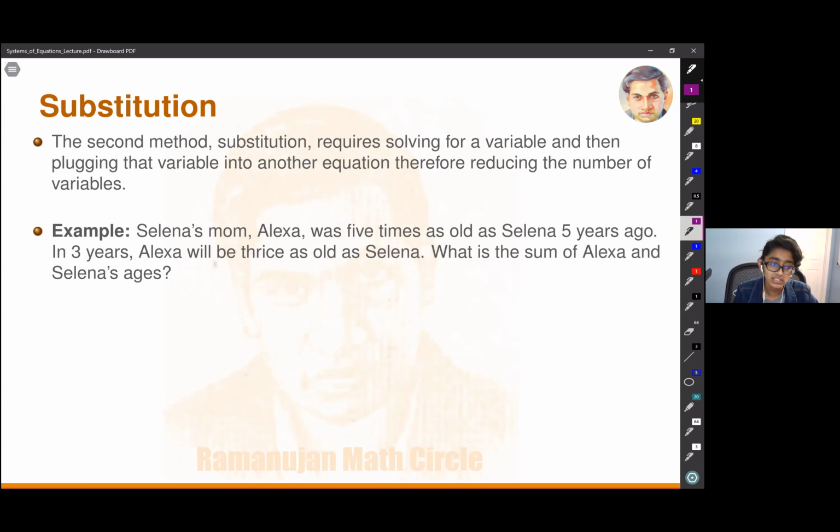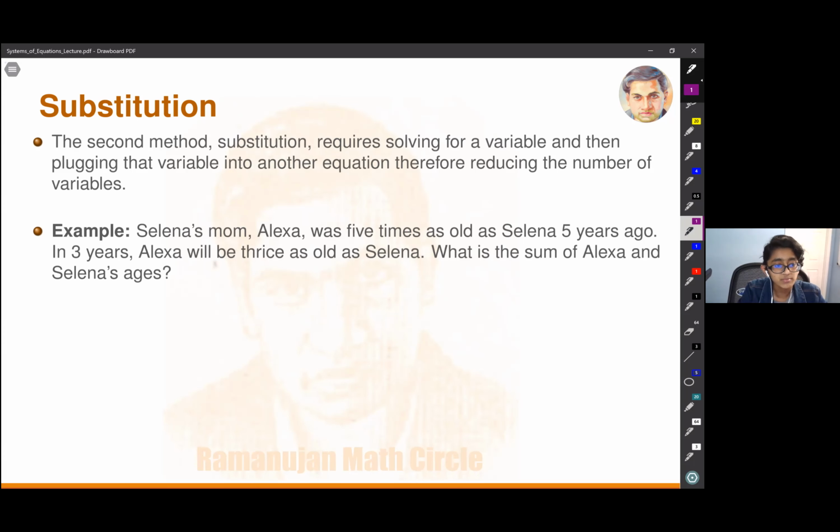Because in this case, I can say that Selena's mom, Alexa, could be named as X, and I might not know whether that's Selena or her mom. So it's important to know: either you can make a note of what you're naming each variable, or you could just make it more than evident. And that's how I'm going to work for this one. I'm going to pick a variable that is more than evident that it belongs to Alexa or Selena.